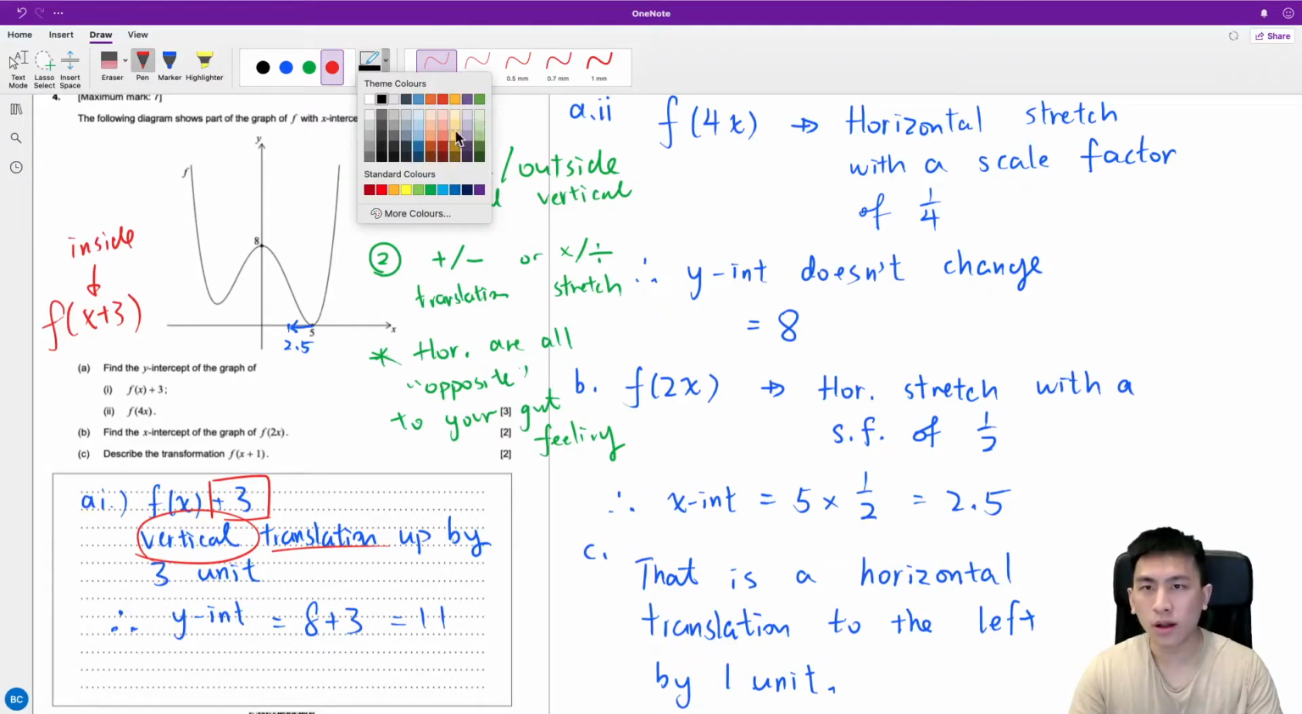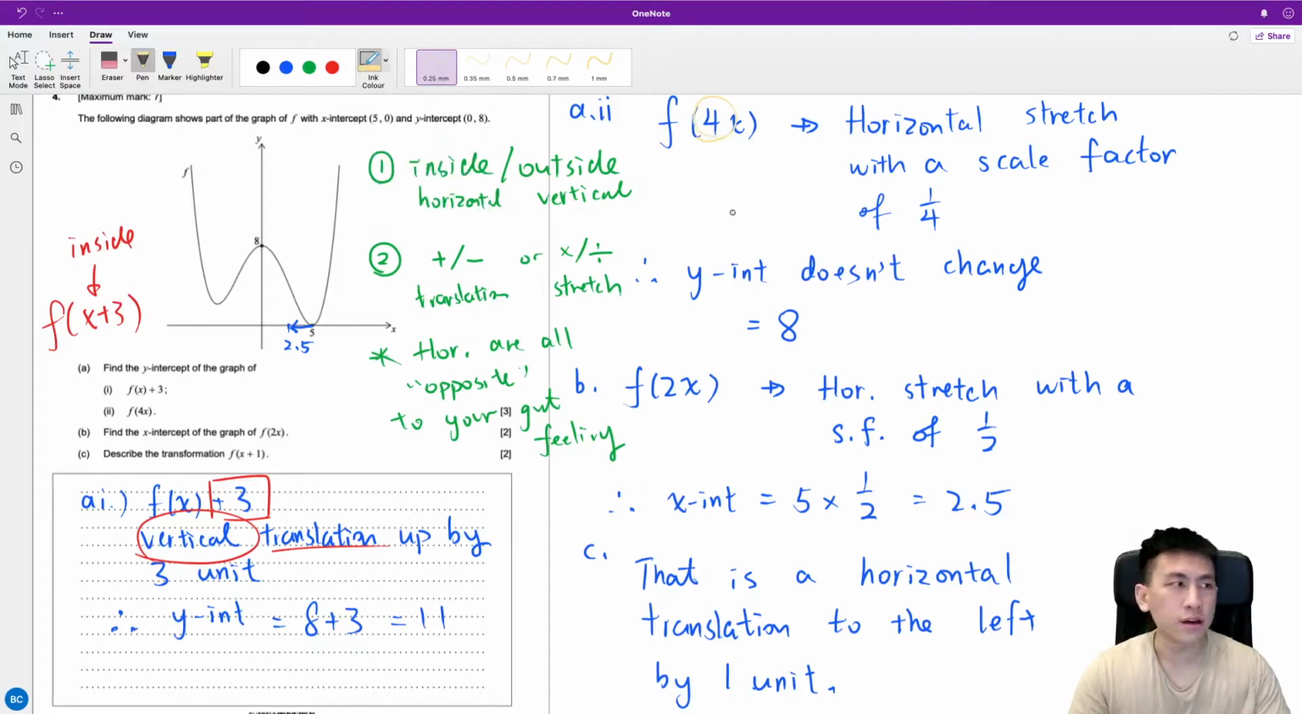The 4, let me use yellow. The 4 here, it's inside the function, isn't it? Inside. It's inside the function. If it's outside, it would be 4f(x) like that, right? This would be outside, right? That would be outside. If inside the function, then you know it's horizontal, so we know horizontal straight away.